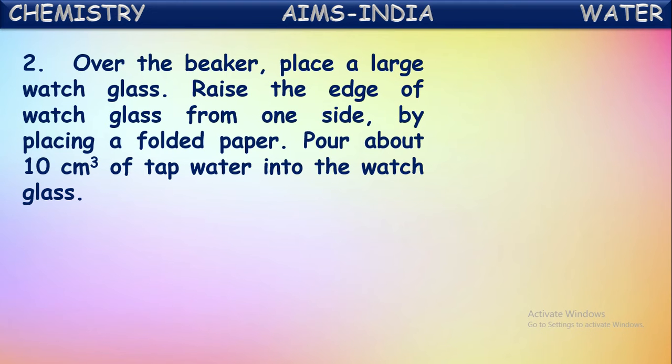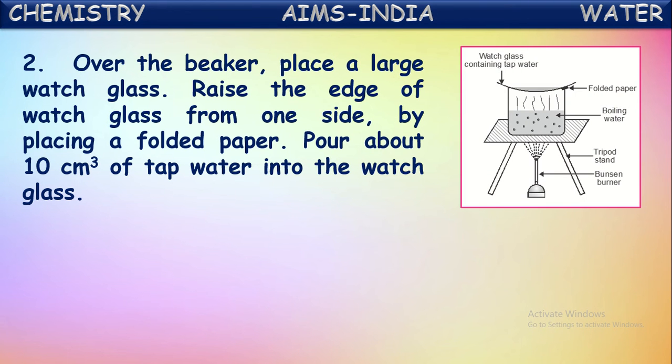While heating, over the beaker we have to place a large watch glass. This is called a watch glass. We have kept a watch glass. Now raise the edge of the watch glass from one side by placing a folded paper. Here, if you observe, a folded paper is kept to let the water vapor escape.